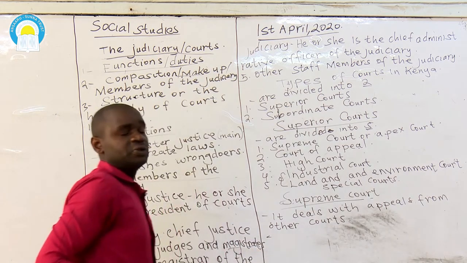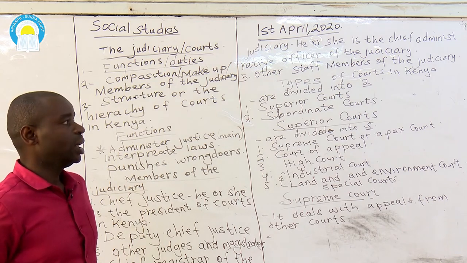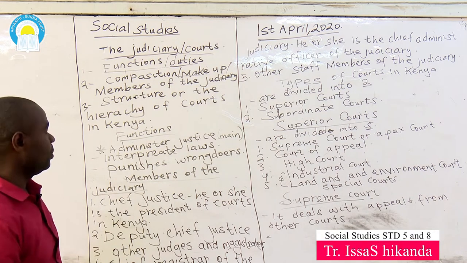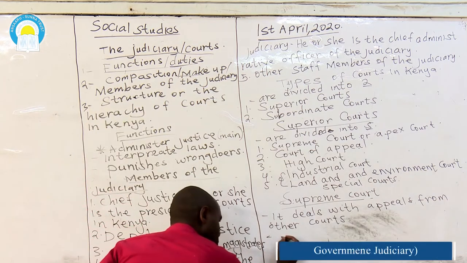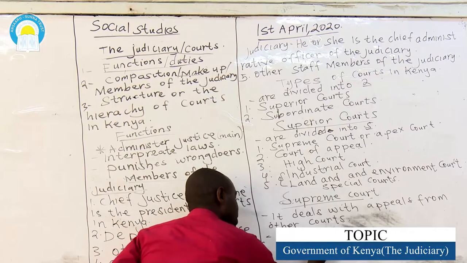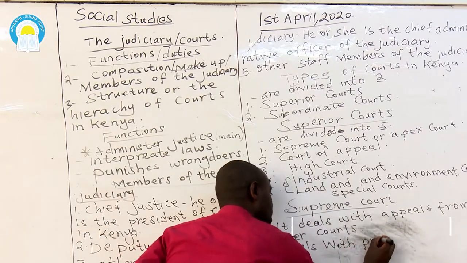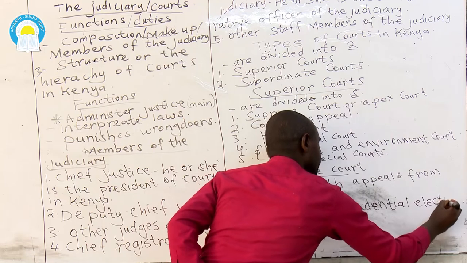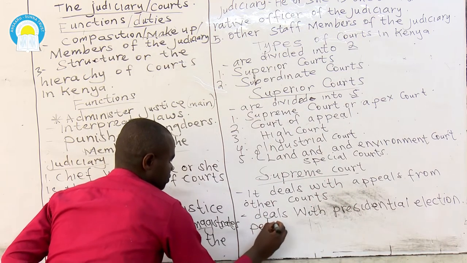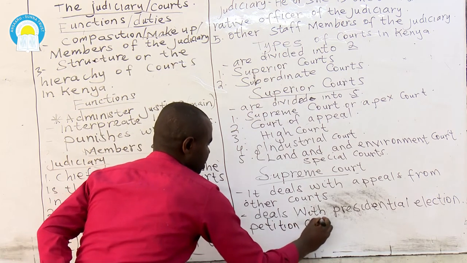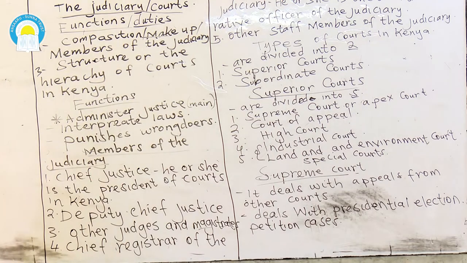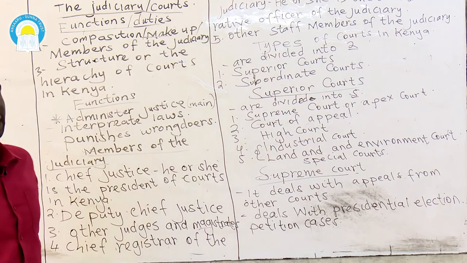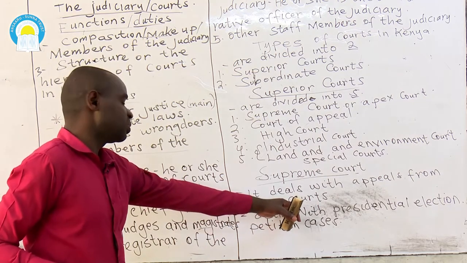Then secondly, you can remember when we had the 2007 general elections, which were very chaotic, there was need to come up with this court so that presidential election petition cases can be challenged there. So it deals with presidential election petition cases. You saw in 2017, when the NASA coalition went to court to challenge the re-election of President Uhuru Kenyatta, it was the Supreme Court which nullified the election. So this is also a very important function.